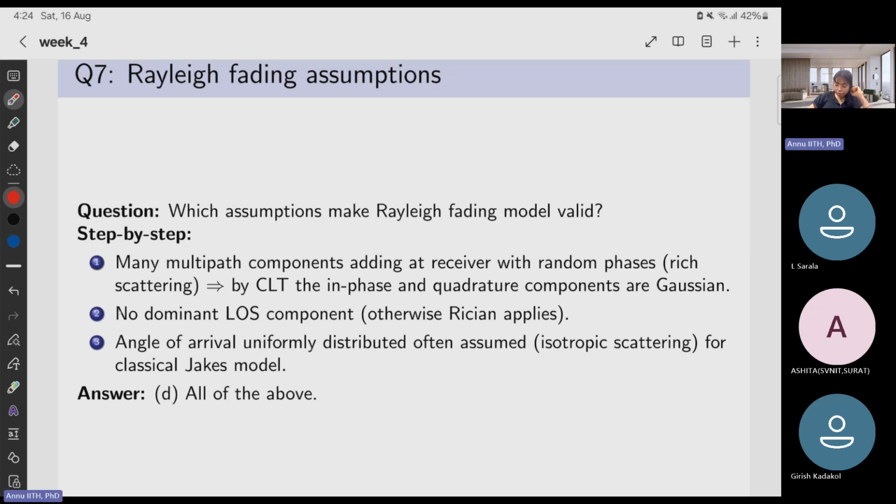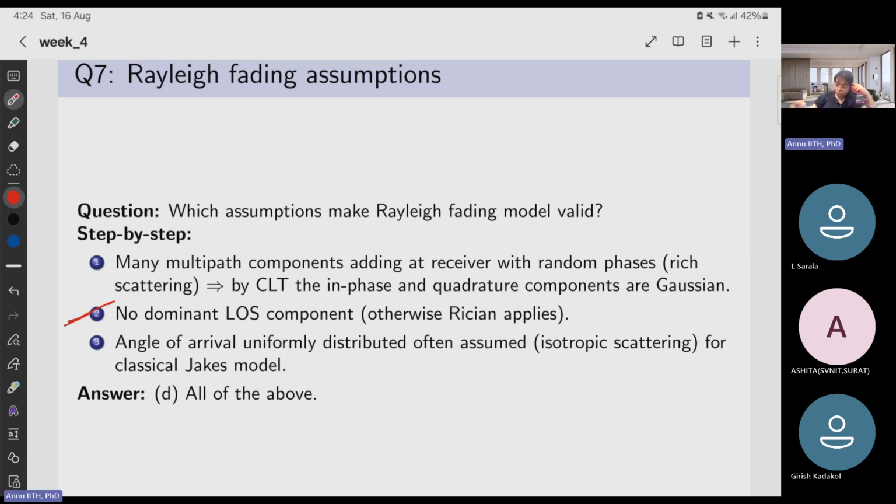So all of the above. This second is correct. Second, third is like angle of arrival. Whenever the user is coming, it should be uniformly distributed. It is assumed like that. So it is basically for all the antennas, which is leading to isotropic scattering.